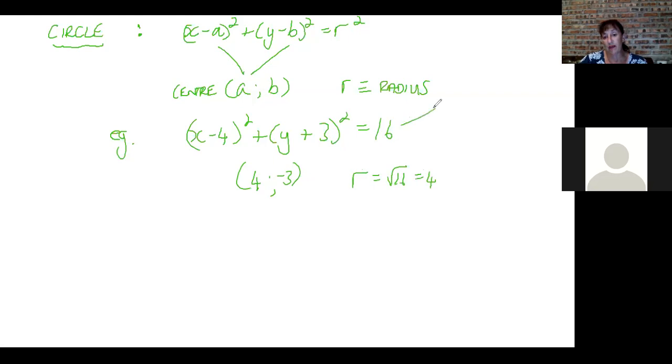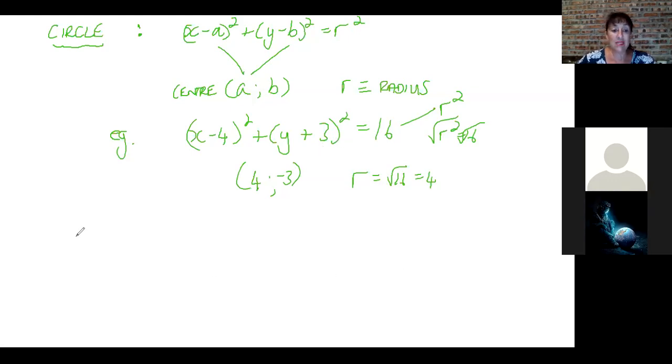Remember that 16 is r squared. So r squared is 16, so you need to square root both sides to get r. And that's how you get your 4. So this is how you work with the standard form of a circle. You are able to read off the center and the radius.